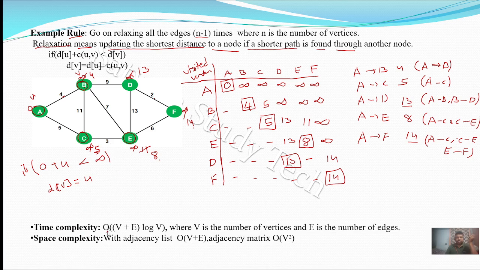Time complexity is big O of V plus E log V, where V is the number of vertices and E is the number of edges. The space complexity is big O of V plus E. If you use an adjacency matrix, where vertices and number of edges are equal, for example, it is big O of V squared. So this is the space complexity of Dijkstra's algorithm. So the time complexity is V plus E log V.